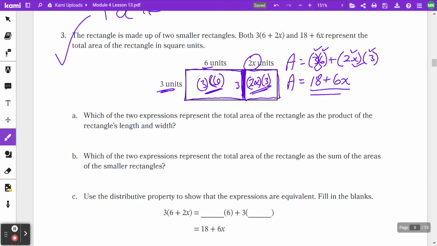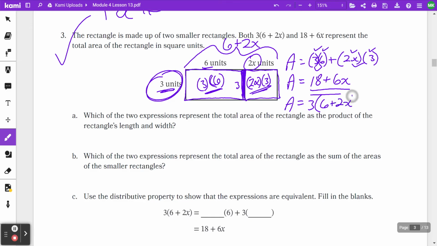Okay? Another way I can write it is, let me just say, hey, what about that 3? Let me pull that 3 out and then make one long length of the 6 plus the 2x. There it is, right? 6 plus the 2x. Now, if I distribute that 3, watch what happens here.